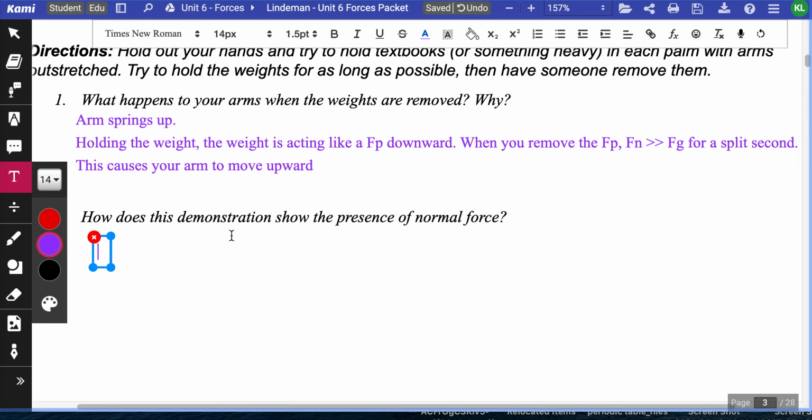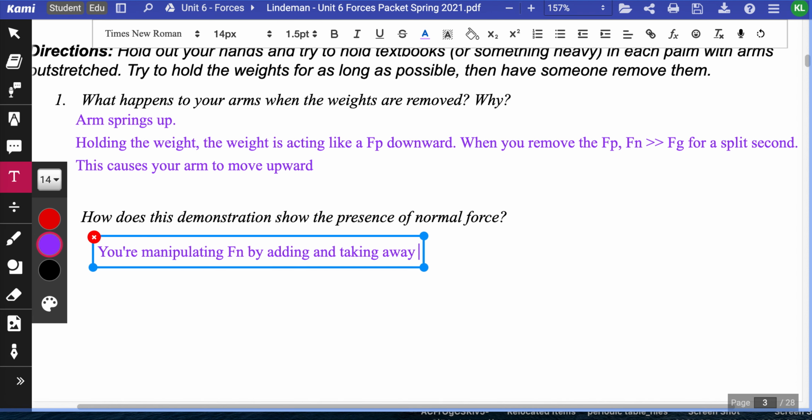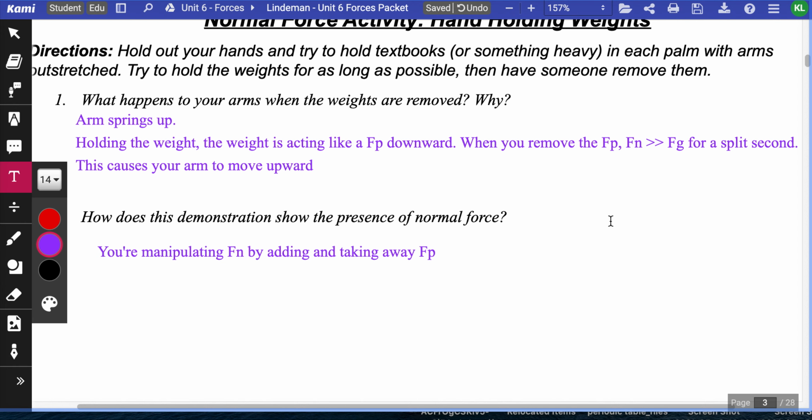Okay. And how does this demonstration show the presence of normal force? You're specifically manipulating FN by adding and taking away FP. Now, I know that the fact that I'm using the forces within those sentences makes this more difficult to understand. I'm typing that out fully aware that that is what happens here, okay? But also what is happening here is as you are reading through these sentences, you are being forced to incorporate the definitions of the forces within these explanations, okay? Our goal for today and the first couple days of this unit is to just get super, super comfortable with these force definitions.